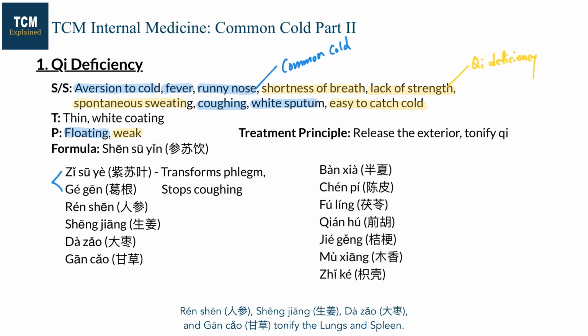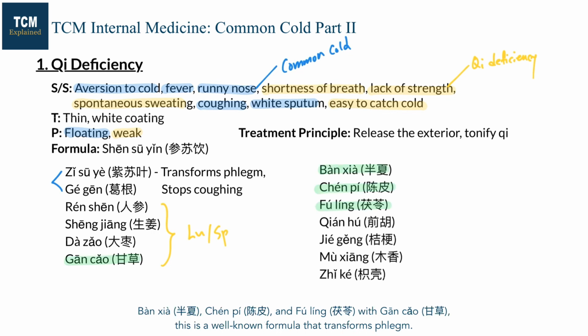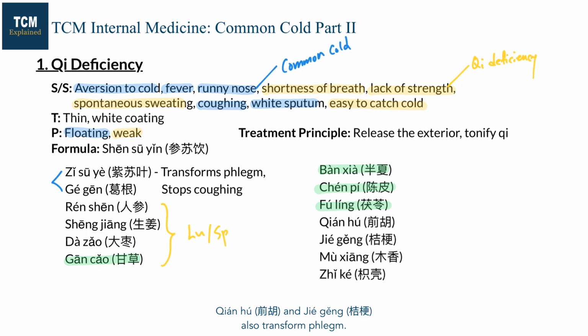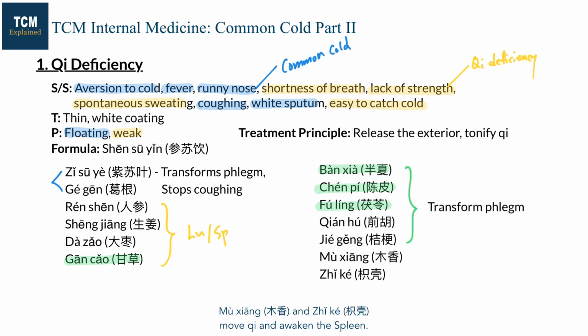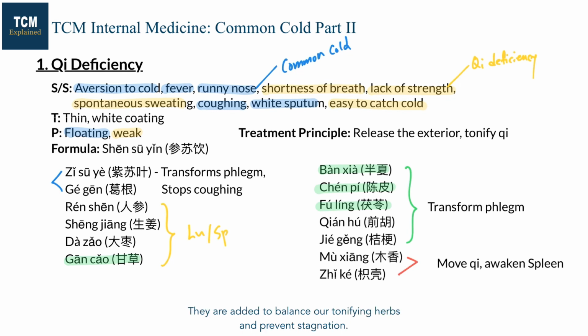Ren Shen, Sheng Jiang, Da Zao, and Gan Cao tonify the lungs and spleen. Ban Xia, Chan Pi, and Fu Ling with Gan Cao. This is a well-known formula that transforms phlegm. Qian Hu and Jie Geng also transform phlegm. Mu Xiang and Zhi Ke move Qi and awaken the spleen. They are added to balance our tonifying herbs and prevent stagnation.